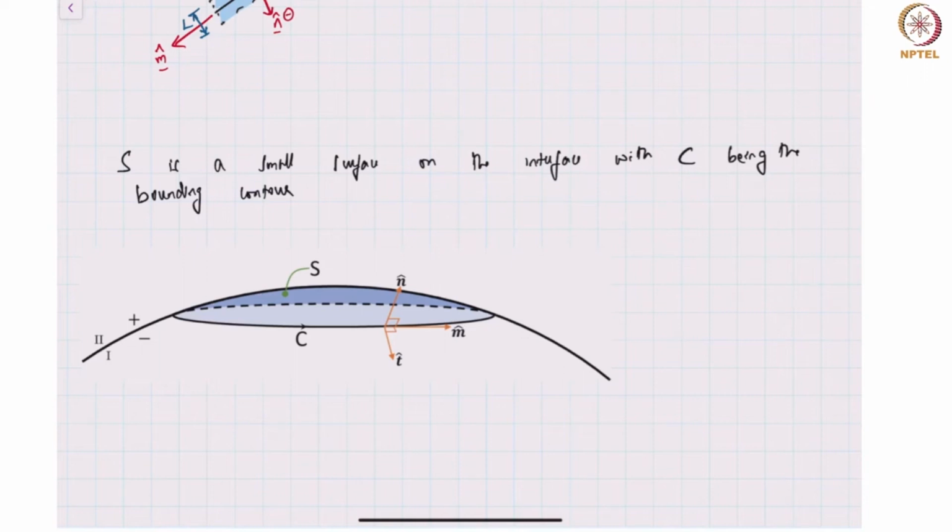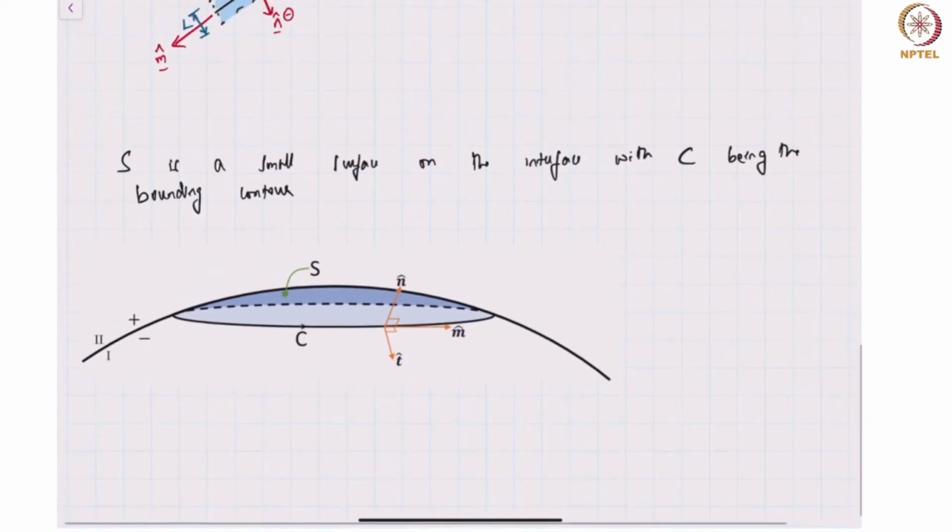Now further, I'm showing you two tangent vectors here. One tangent vector M, which I'm just highlighting, goes along the contour C, and the other tangent vector T is perpendicular to this contour C. That's the idea. And I have N, which is perpendicular to both of these tangent vectors.